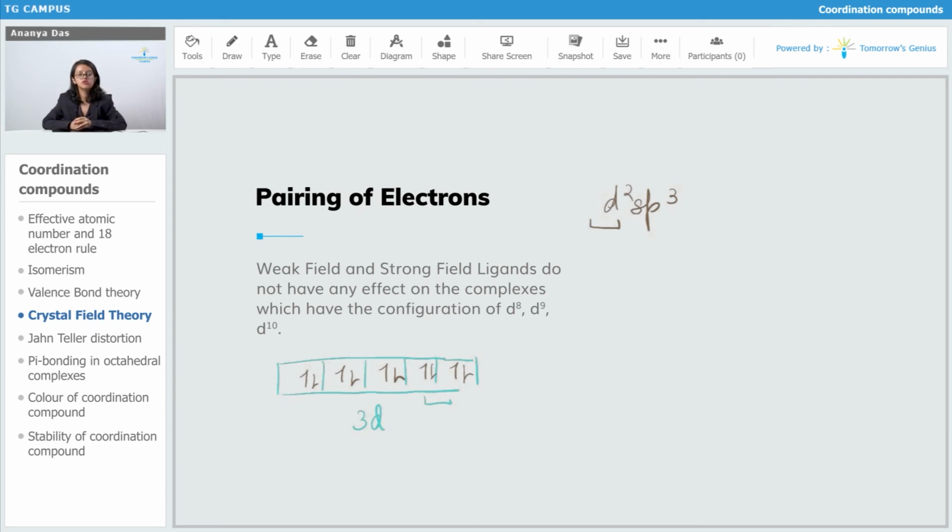So that brings us to the question: where can the concept of strong field and weak field ligands be applied? For which configurations can we see which ligand is going to cause pairing and which ligand is not going to cause pairing? That answer lies in the next slide.